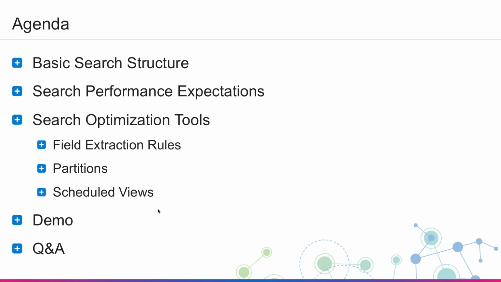So what will we be talking about today? Well, we'll start off by discussing basic search structures. I'm going to point out some of the most important components of a query string. I'll discuss and set expectations related to search performance, and then I'll introduce you to some search optimization tools. The search optimization tools we have available within Sumo Logic include field extraction rules, partitions, and scheduled views.